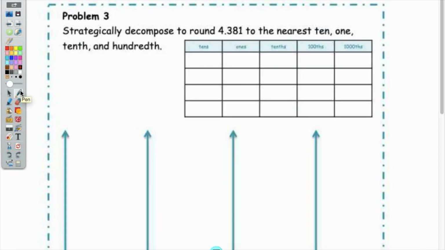All right, boys and girls, I want to ask you, what is the actual number I am rounding? 4.381. Okay, how do you say that number? 4 and 381 thousandths. Okay, write that down as your actual. And then right underneath it, you're going to write your midpoint. Now, I want to put 4 and 381 thousandths on the top of the place value chart.